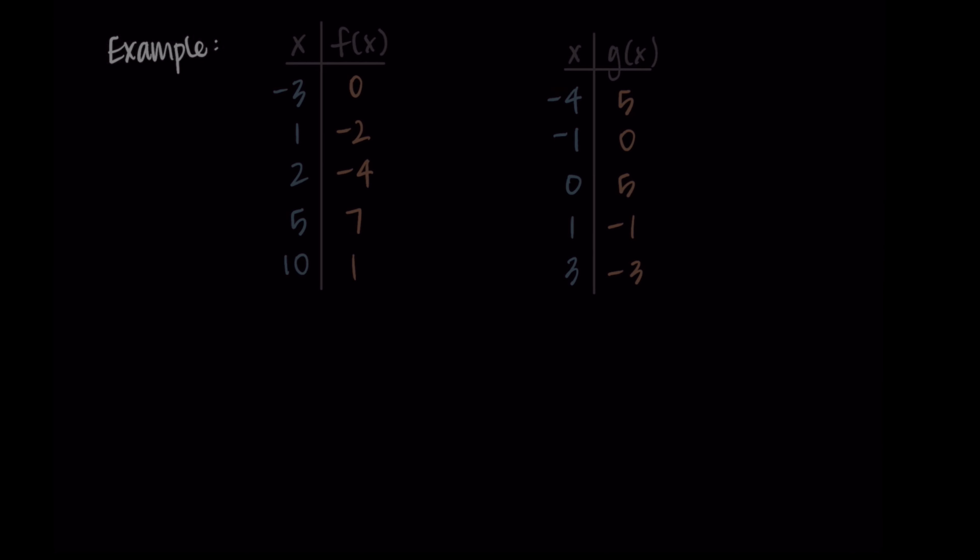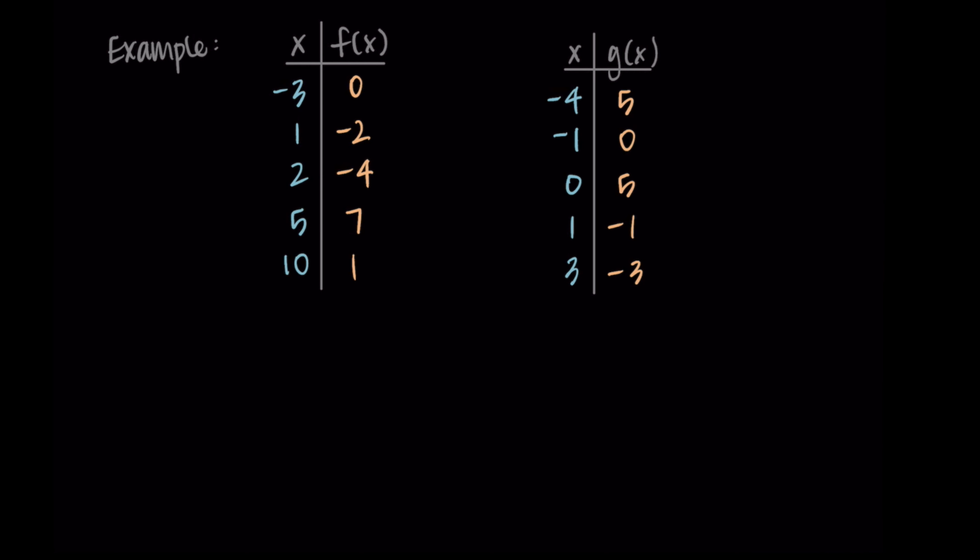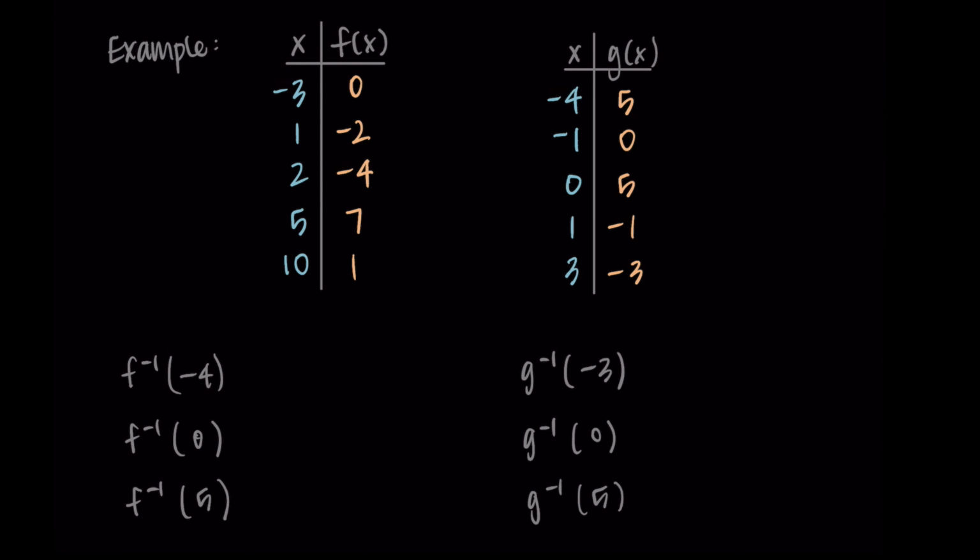Alright, so let me show you an example with some tables briefly, just to show you what this looks like with the inverse function. Let's say we have a function f and a function g. They have some inputs and corresponding outputs. And then let's answer the following questions with the inverse. Let's find f inverse of -4, f inverse of 0, f inverse of 5, and then we'll also find g inverse of -3, g inverse of 0, and g inverse of 5.